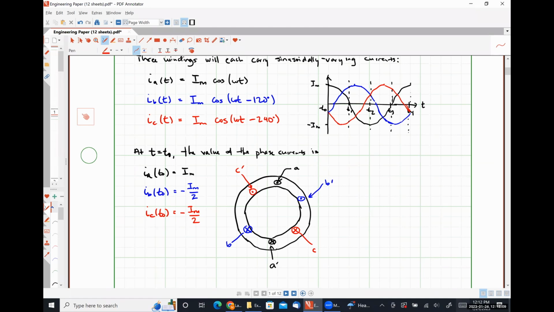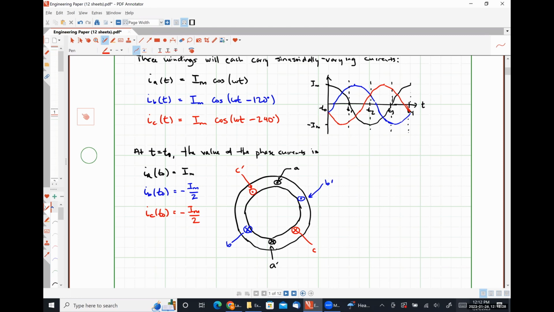So if the current is at its maximum, the magnetic field strength will also be at its maximum because they are proportional to each other. Now, what did we learn about the direction? Well, that was the right-hand rule, right? So using the right-hand rule, we can figure out what the direction of our magnetic field is.